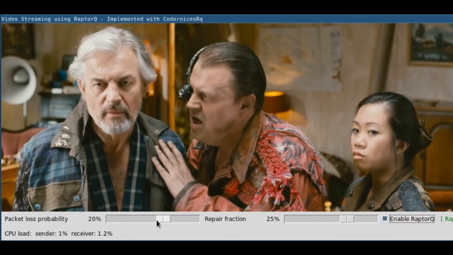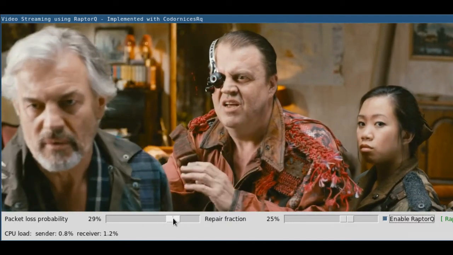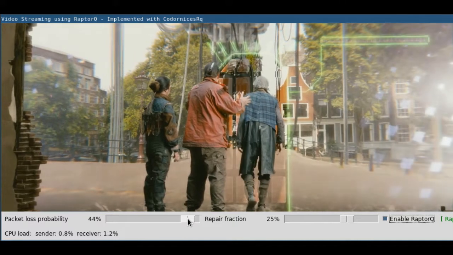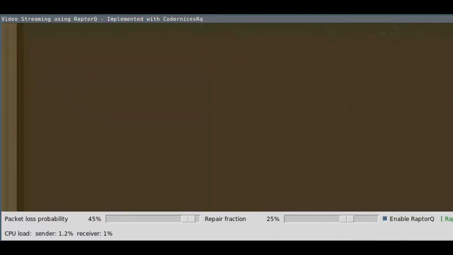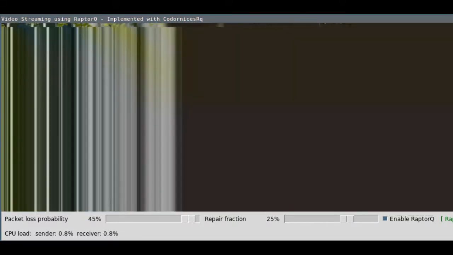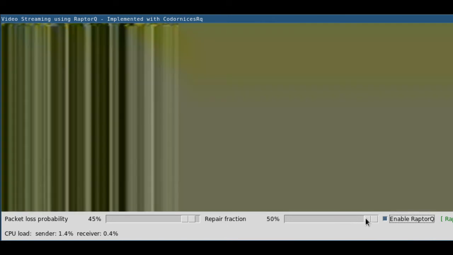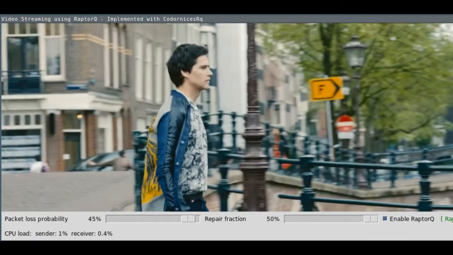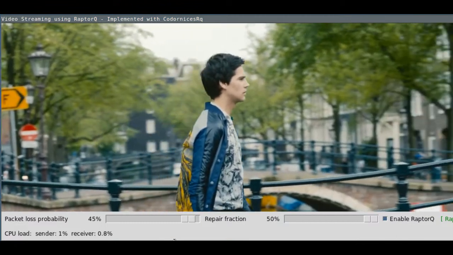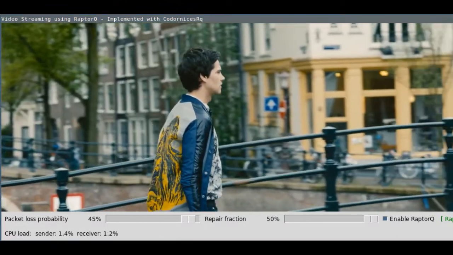At some point, it will break down, however. Let me bump the loss probability to 45%. Now it's again broken. At this point, there is simply not enough data arriving at the receiver to reconstruct the stream. I can, however, bump up the repair fraction as well. Let's put it to 50%. As you can see, we get back our video playing perfectly again.